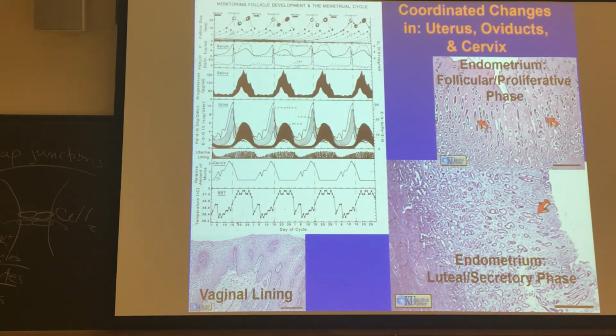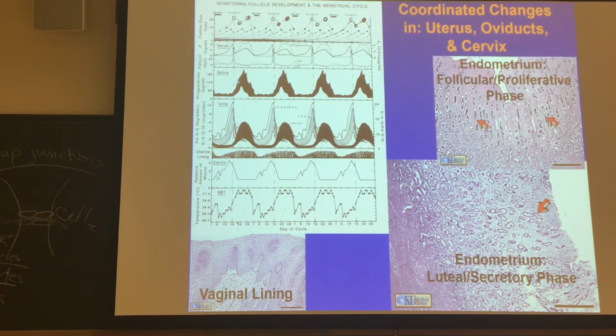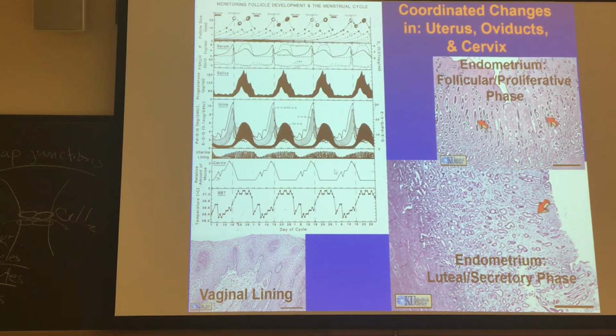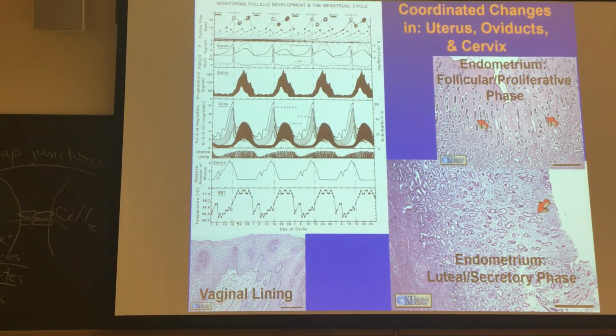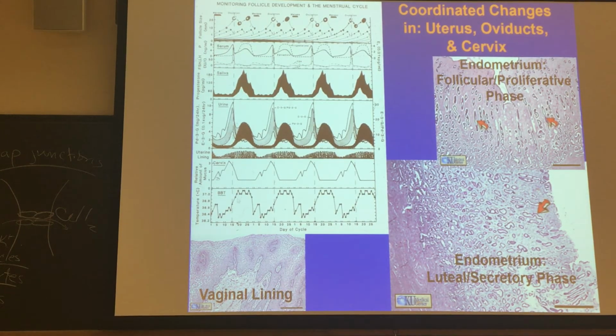Okay, and this is just showing you coordinated changes in all of the parameters. You also see changes in steroids that you can find in saliva and in urine, and amounts of mucus that are being made in the cervix. Interestingly, basal body temperature, and notice that this is a very blown up scale, so it goes 36.2 to just over 37. When progesterone starts to go up, temperature starts to go up a little bit.